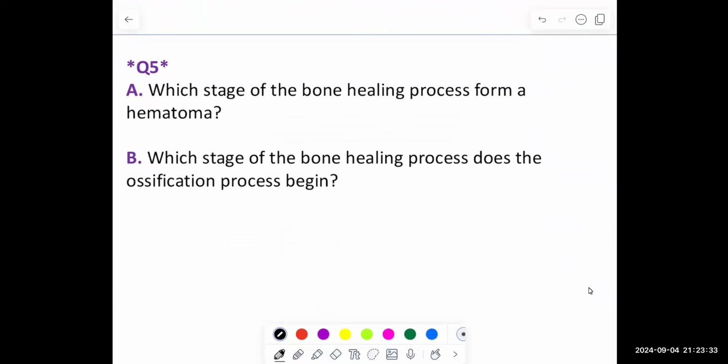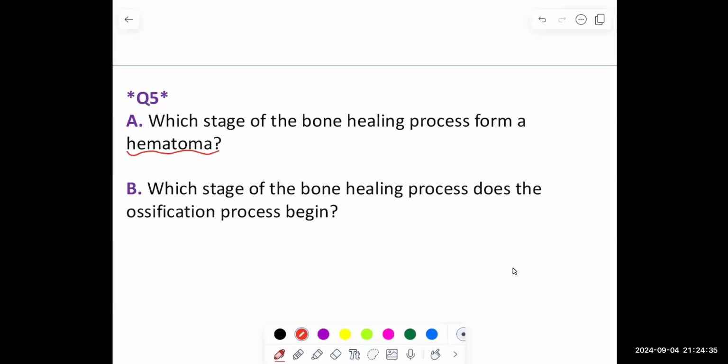I want you to tell me stage 1, stage 2, stage 3, or stage 4. When does the blood pool start to form? That is what a hematoma is. This is a pool of blood. This is first.